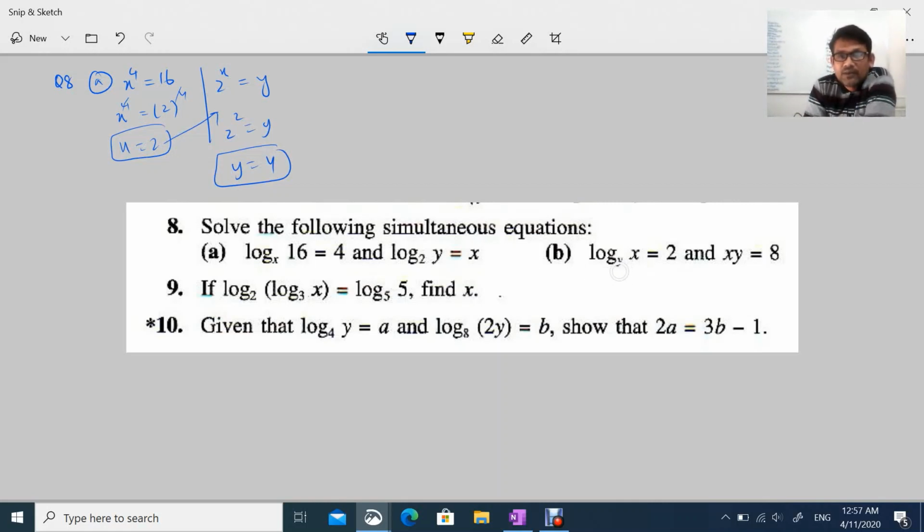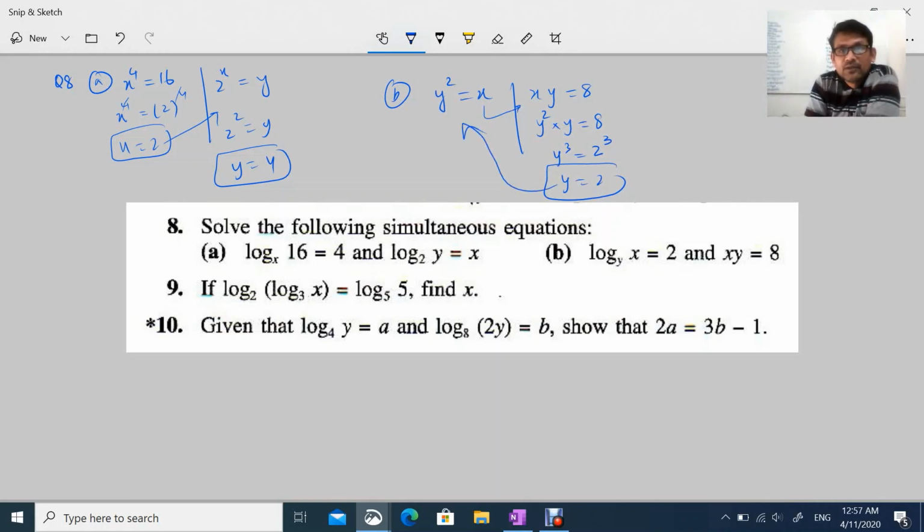By the same method, you can do the b part. Y power 2 is equal to x, and here xy is 8, this is already given in the question. What you can do, you can substitute the value x as y square, so you can write y square into y is equal to 8, y cube is equal to 8, you can make 2 cube, and y is becoming 2. This 2 you can substitute here, and you will get 2 square is equal to x, and x is equal to 4. Very simple, we've done it.